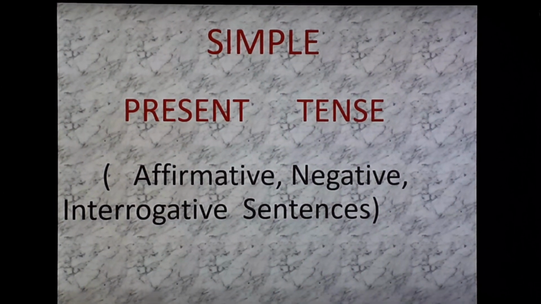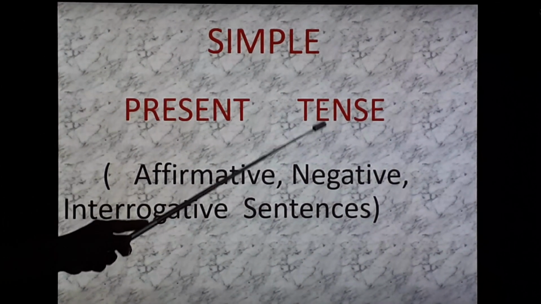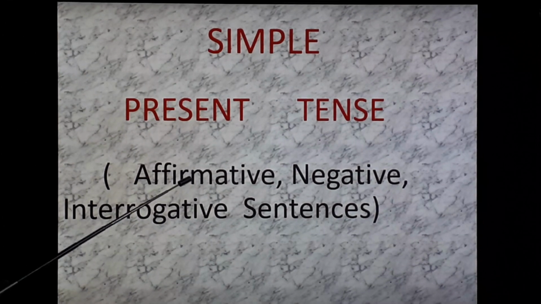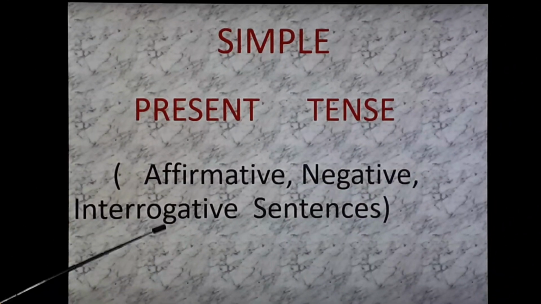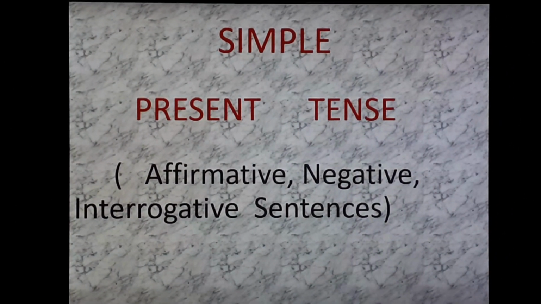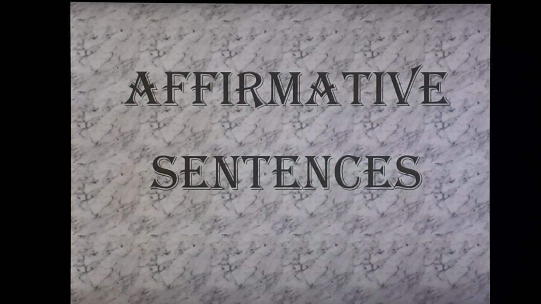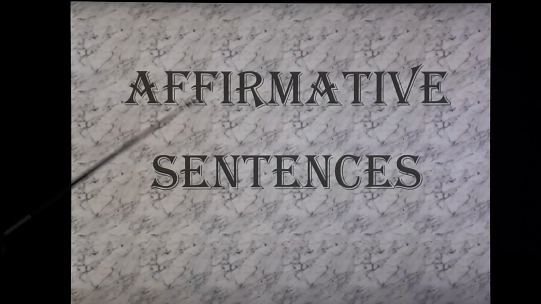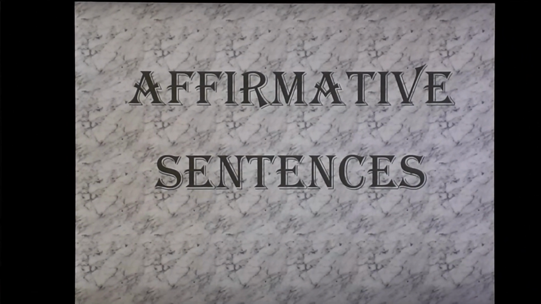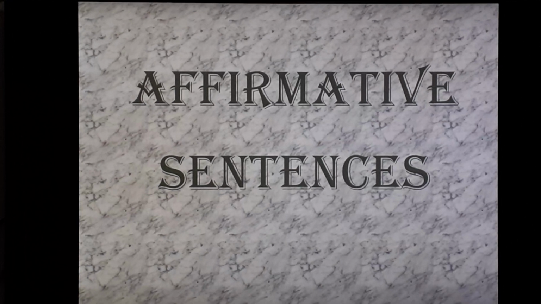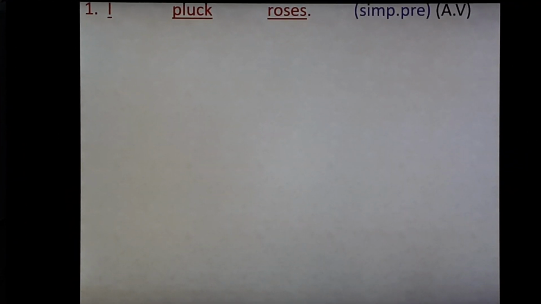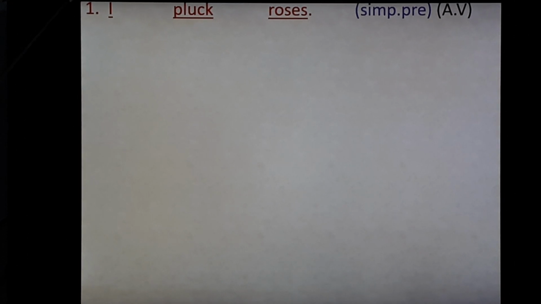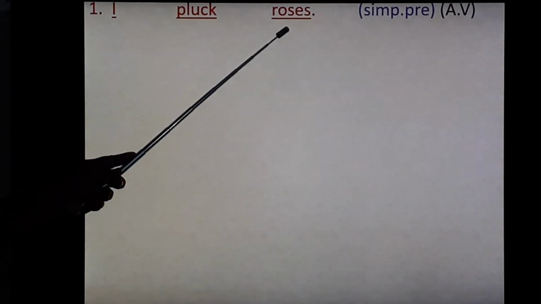First of all, we will see simple present tense including affirmative sentences, negative sentences and interrogative sentences. We'll start with affirmative sentences. Affirmative sentences means positive sentences. First example, I pluck roses.